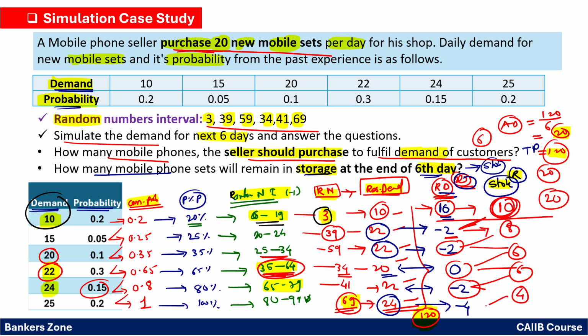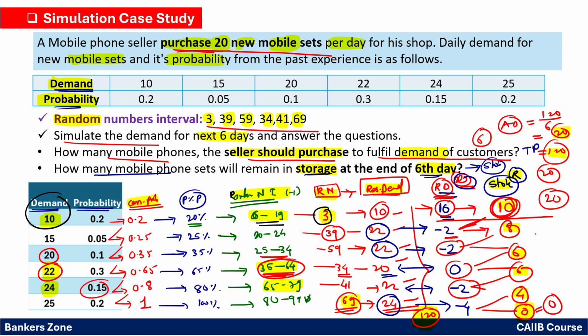And on the next day, 4 is the demand, remaining is 4. So at the end of the day, stock will be 0. Right? So in that way, you have to solve. Now they are asking, how many mobile phones at the end of the 6th day? So see, this is the first day, second day, third, fourth, fifth, and sixth. So at the end of the 6th day, we are having 0 stock, right? So option 0 you can mark.